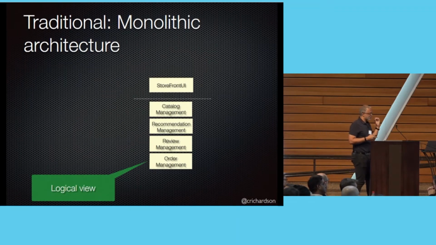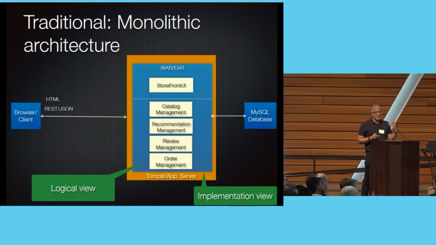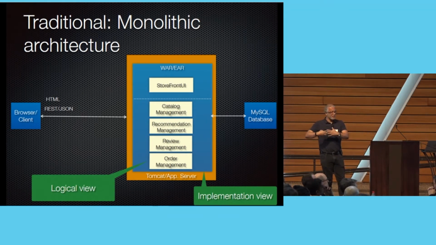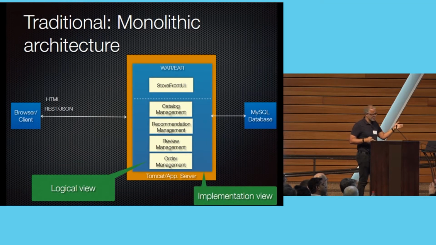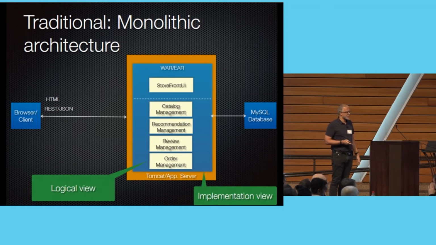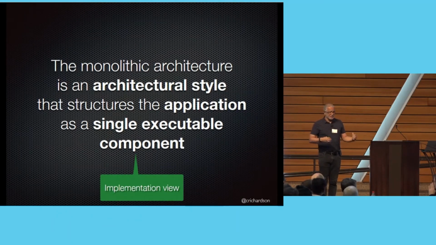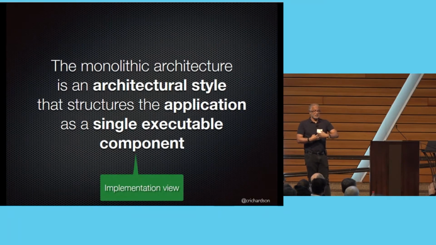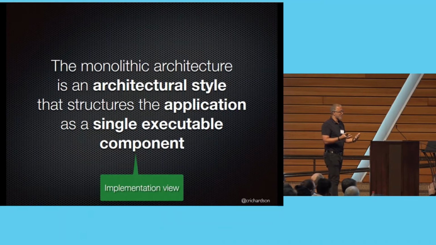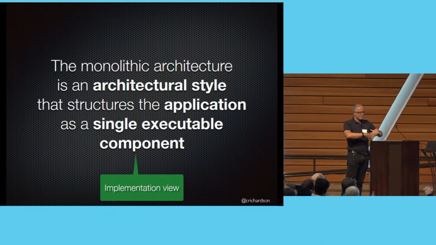But when it's time to deploy it, what we end up doing is packaging the entire system up as a single executable component. So in the implementation view of the architecture, there's just one component. In Java, that would be a WAR file, and you'd probably run your application as a set of clustered Tomcats. So the definition of the monolithic architecture is that it's an architectural style that structures the application as a single executable component. There's a slight variation where you have a set of executables, but they use a shared database and have to be deployed in lockstep. So even though there are multiple pieces, they're really just one thing.